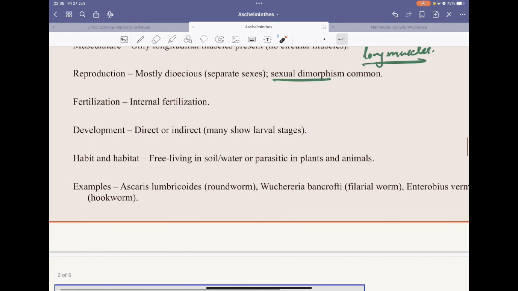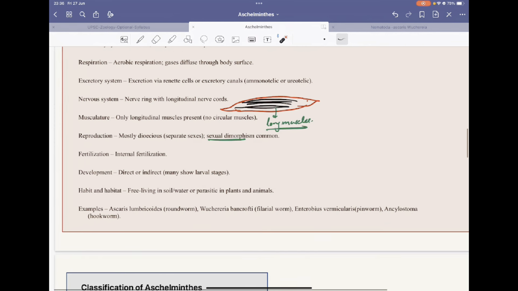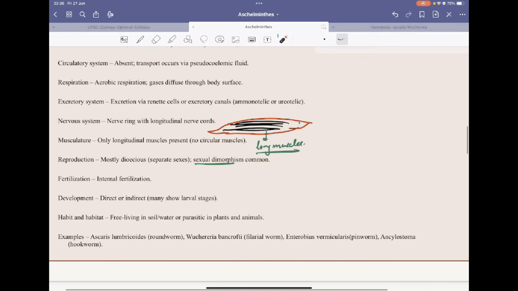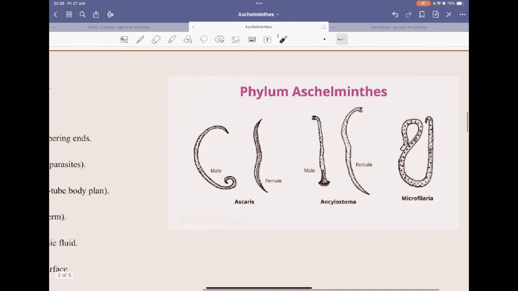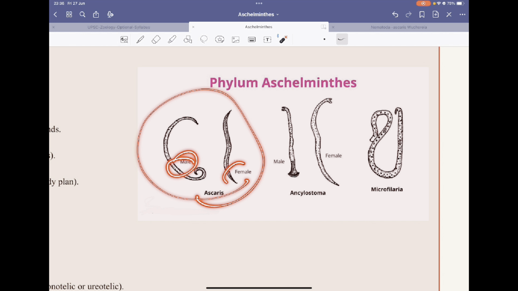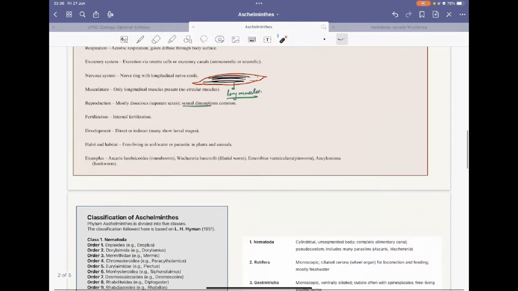So they have different modes of living, and examples include Ascaris lumbricoides, Wuchereria bancrofti, and Enterobius vermicularis, that is the pinworm, then Ancylostoma, that is the hookworm. If you see, these are some of the examples of the Aschelminthes. This is the Ascaris. The male and female are separate. We will discuss them. Then Ancylostoma, male and female are separate. This is the microfilaria of the Wuchereria.